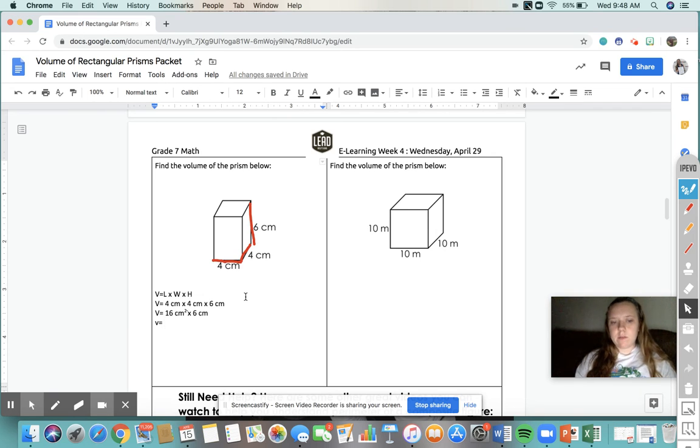All right. When you add that all up, you should get to a total of 96 centimeters, and that's centimeters squared times centimeters, so centimeters cubed altogether.